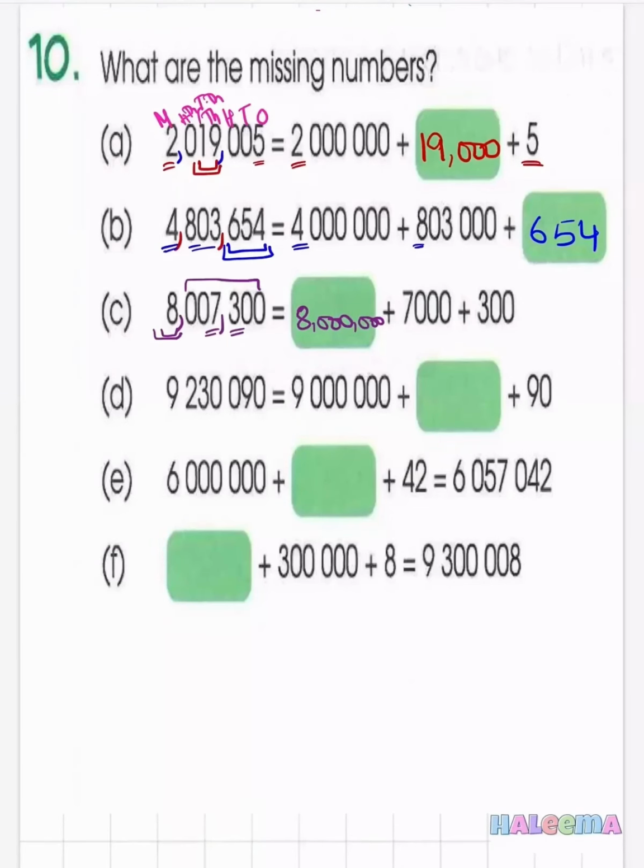Okay, let's divide the number into 3 parts. 9,230,090. They've done 90 for us. 9 million is done too. What we're left with is 230,000. Why? Because it's in the place of thousands. So let's just write it down. 230,000. Oh, the next one is a little tricky.